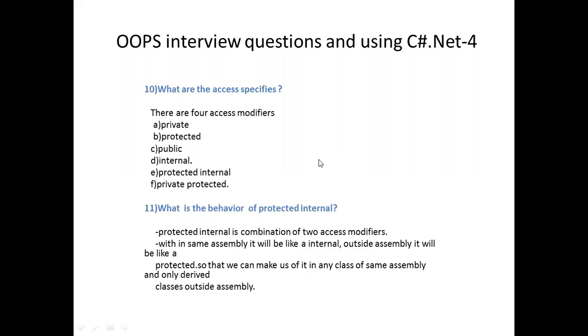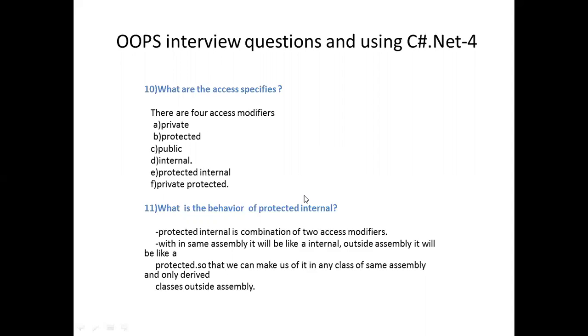Next, what is the behavior of protected internal? Protected internal is a combination of two access modifiers. We know that, protected and internal. First we go to the example, later we come back to this question.